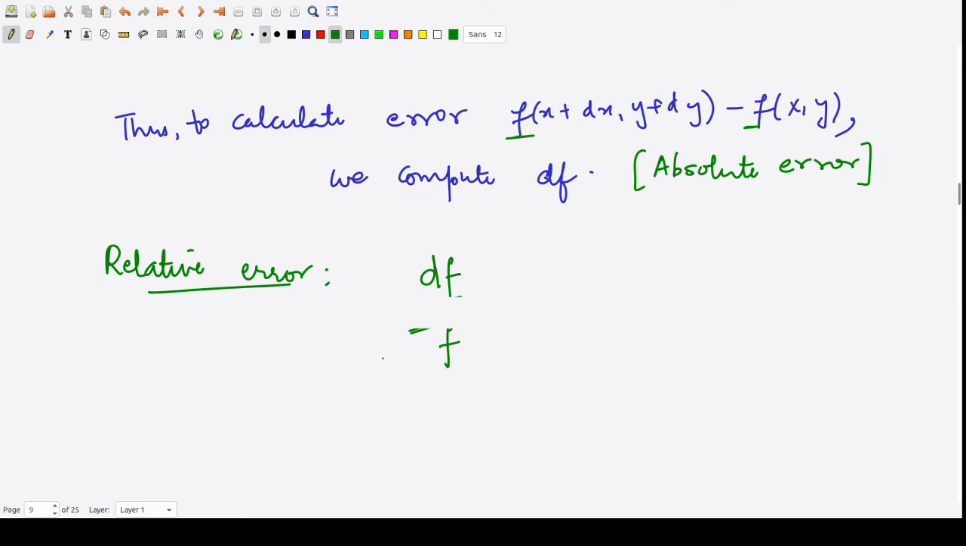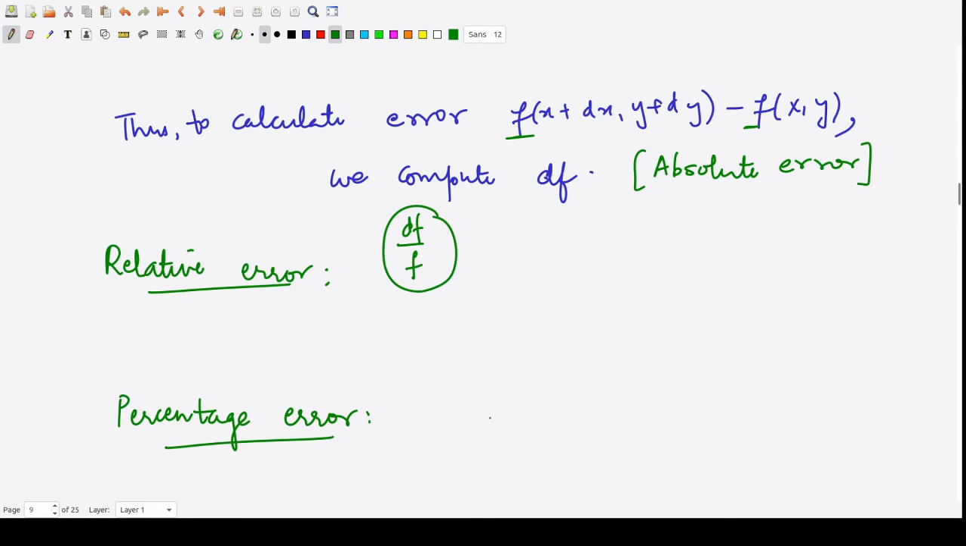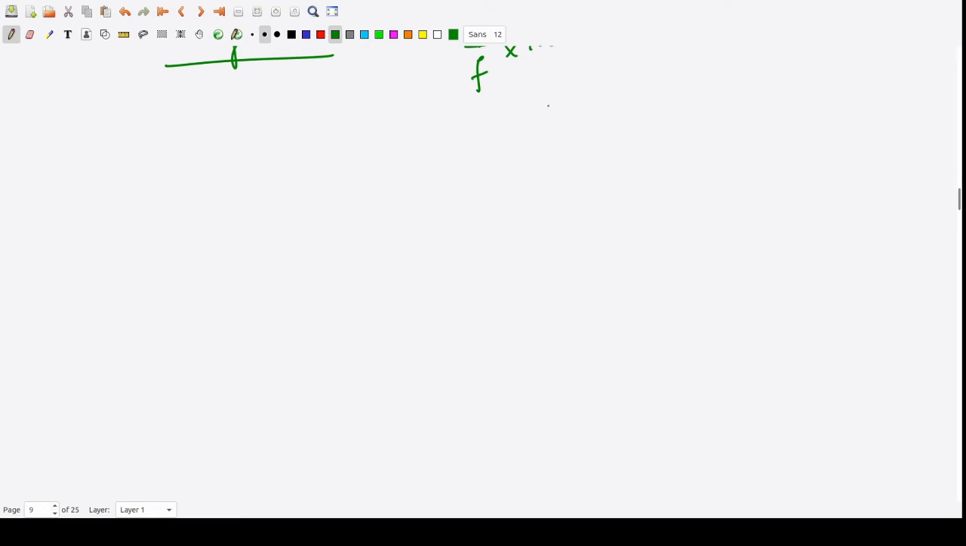So let me write it here. It is df by f, this is the relative error. And if you wanted to calculate the percentage error, that would be this relative error multiplied by 100. So that is the percentage error. So these are certain formulas. Now let us have a quick look at some problems.